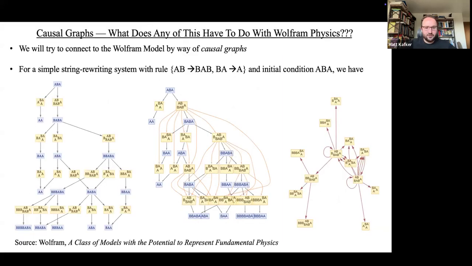Okay. So what does any of this have to do with Wolfram physics? You've been patiently sitting here for over an hour, and I've only brought up Wolfram physics once, and it was in the context of nuclear physics. So let's talk about that a little bit.